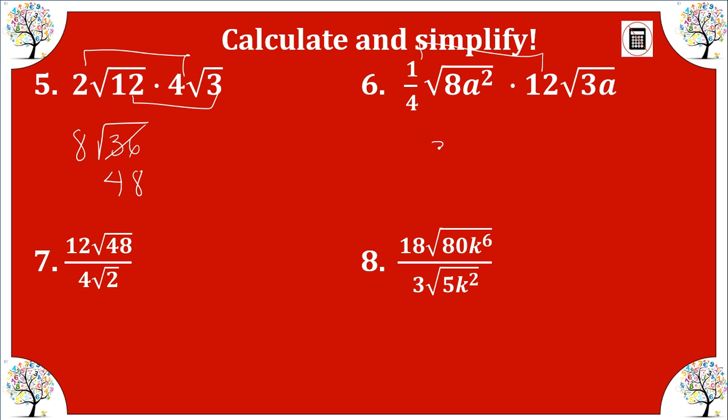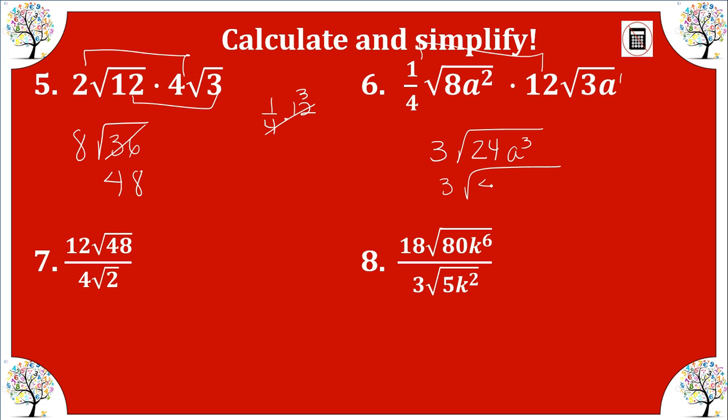Number 6. 1/4 times 12 is 3. So 4 can divide into 12, 3, and 3 times 1 is 3. 8 times 3 is 24. a squared times a to the first is a to the third.